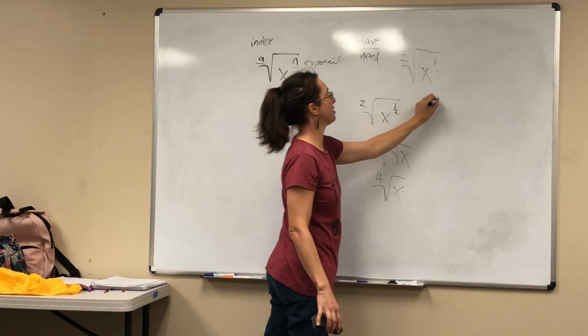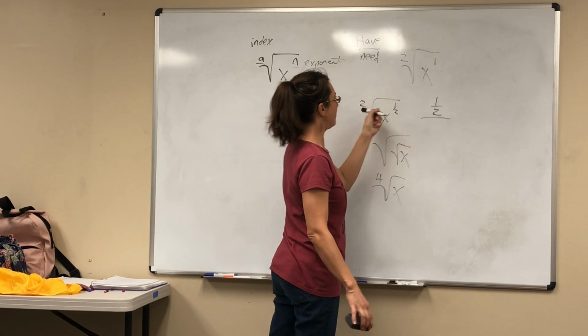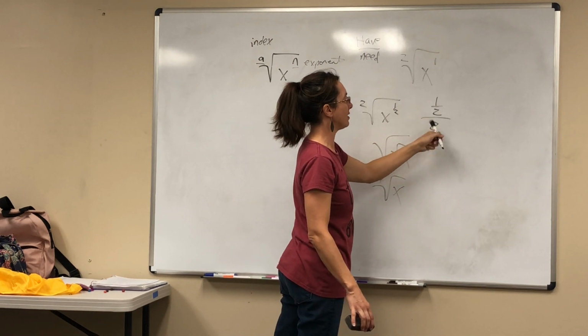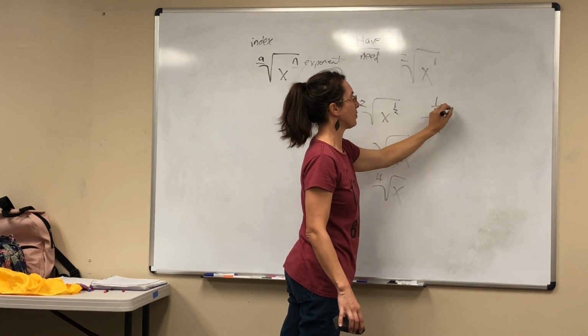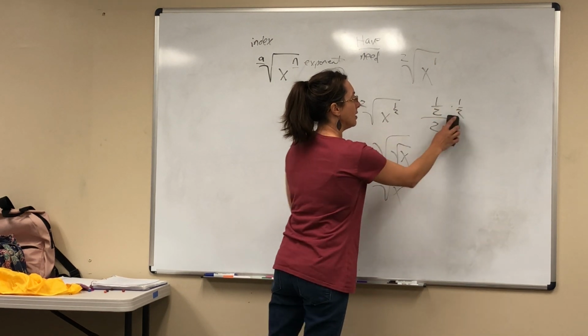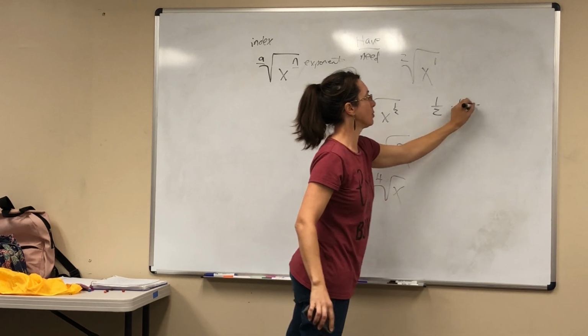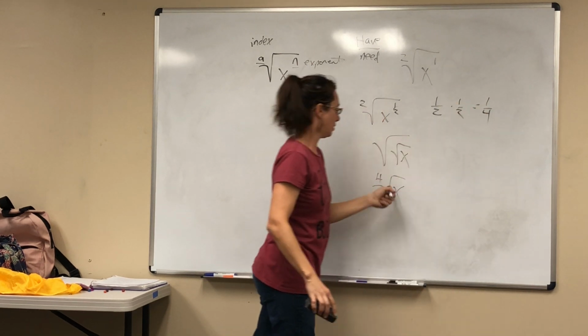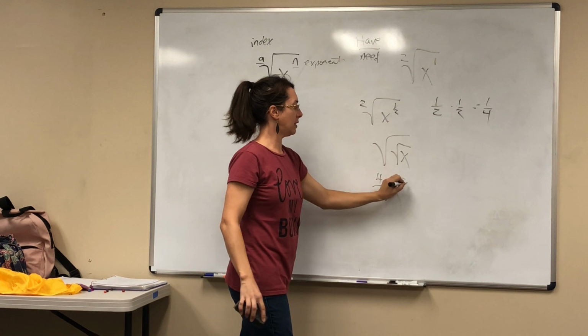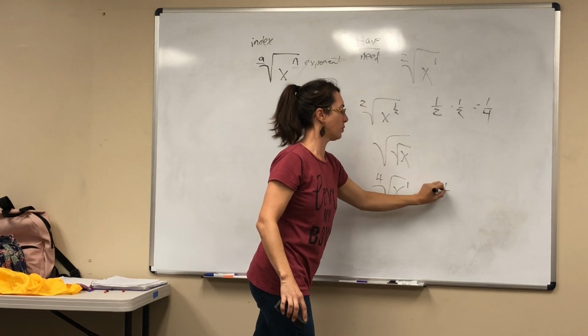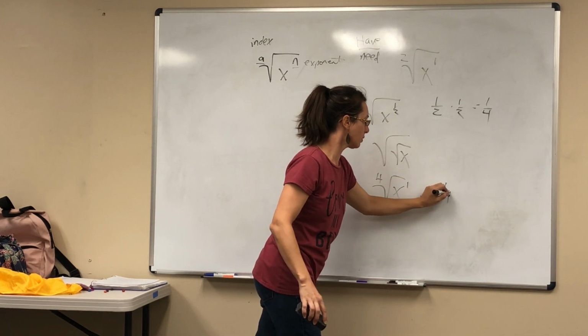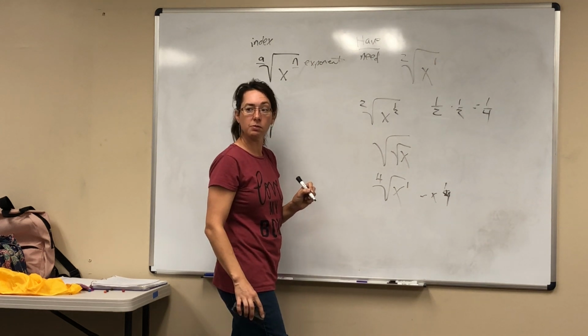Right? Because this is really 1/2 divided by 2, but we can't divide with fractions, so we multiply times the reciprocal, so we still end up with 1/4. And this is x to the 1/4. Ooh, that was a really awful 4. Does that make sense? Yeah.